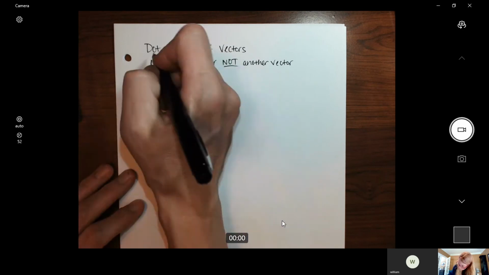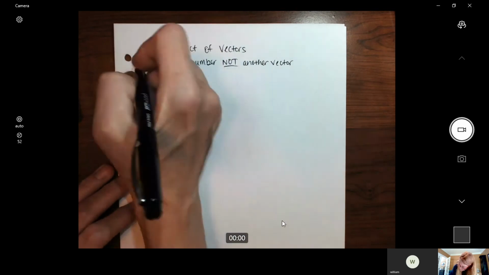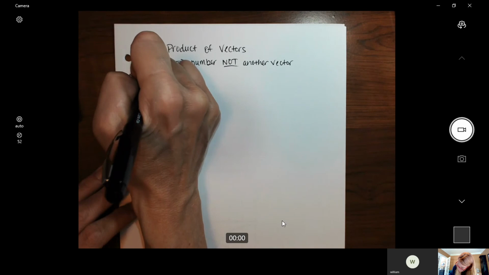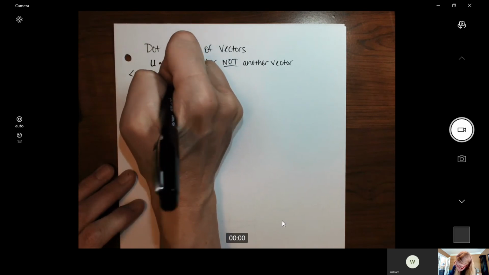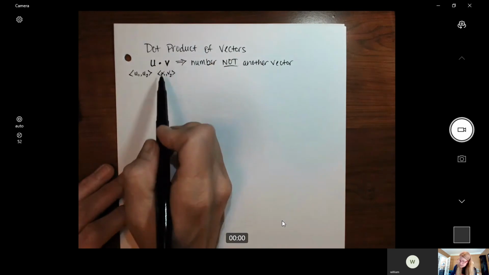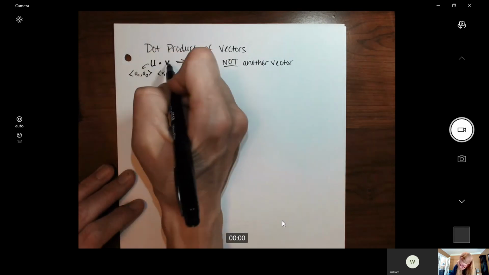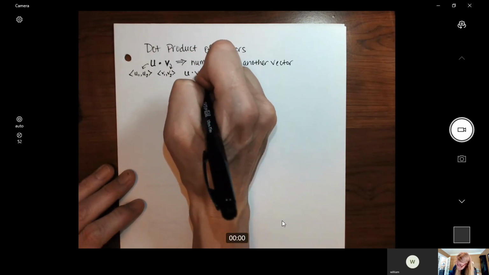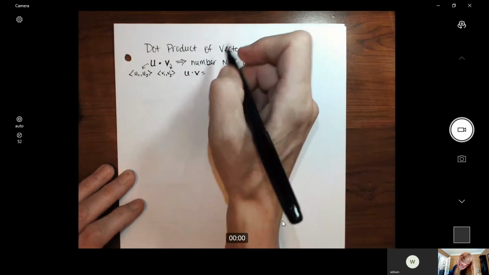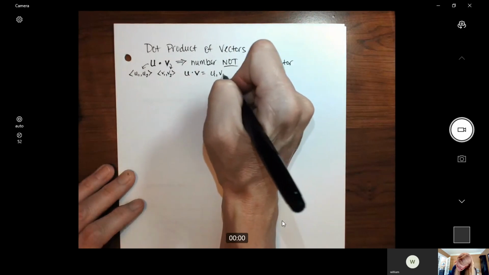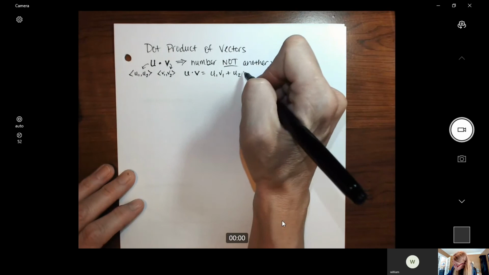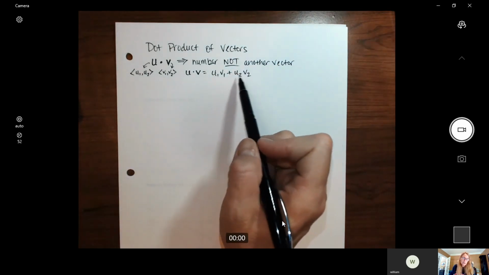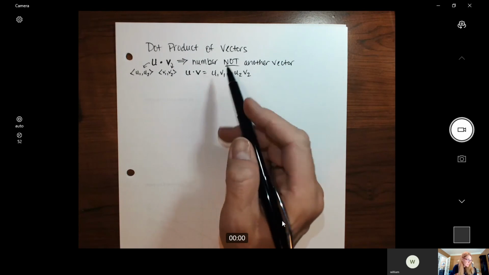And what that number is equal to, so if u is represented by the components u1, comma u2, and v is represented by v1, comma v2, right? So that's the component form of these two vectors. Then the dot product u dot v is equal to u1 times v1 plus u2 times v2. And so you can see, if I took the product of these two numbers and added it to the product of these two numbers, I would get a number, not another vector.